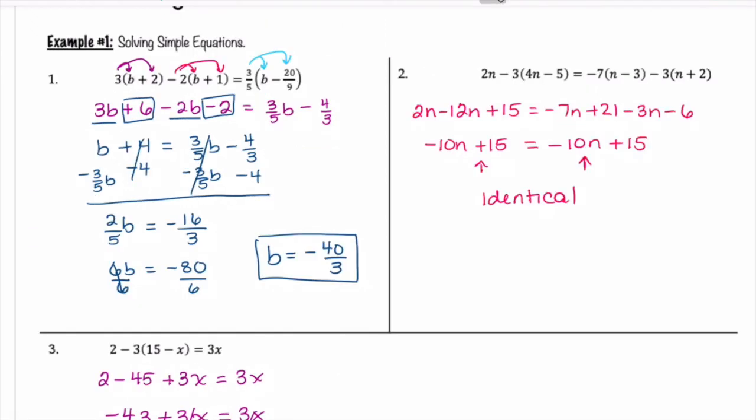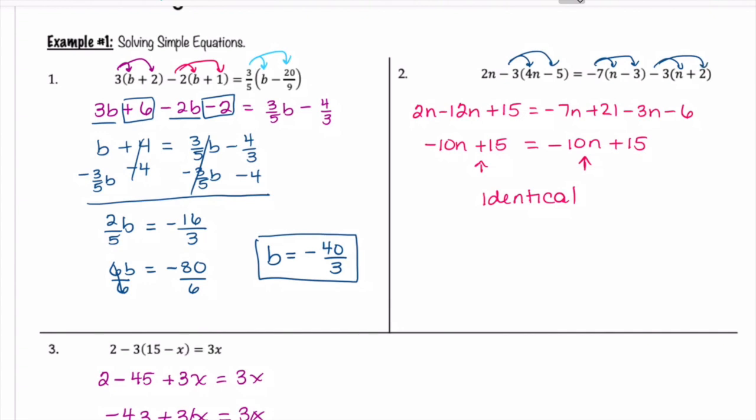For number 1, we do the process and we end up at a value of -40/3. Distributions going on, combining like terms, moving the variables to one side, the constants to the other, and solving for b that way. For number 2, I took the same approach, right? I wanted to distribute and combine like terms, and here I end up at some sort of situation.